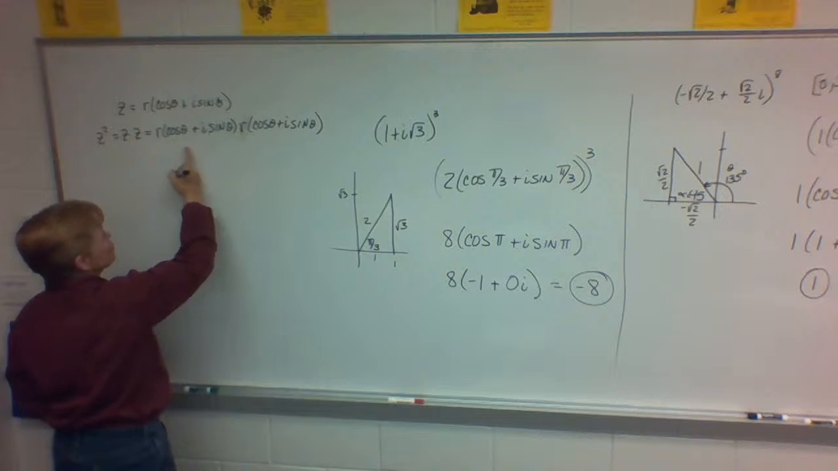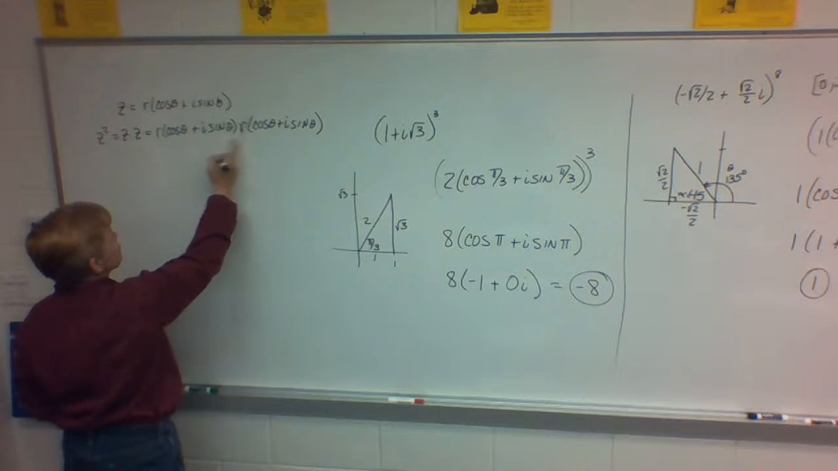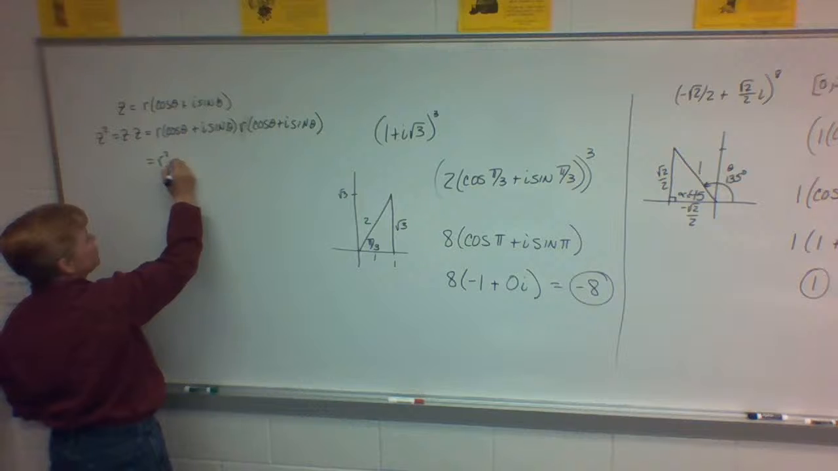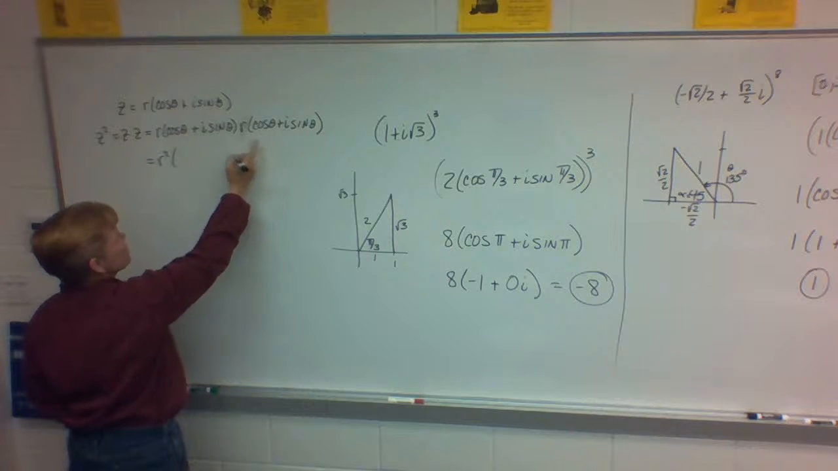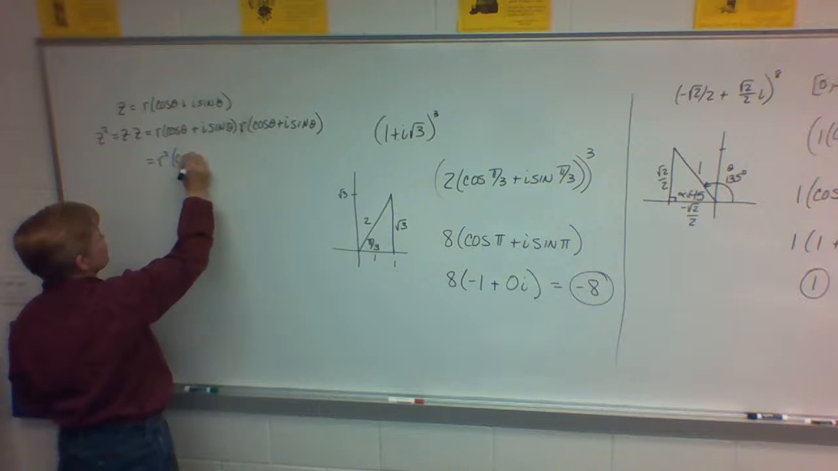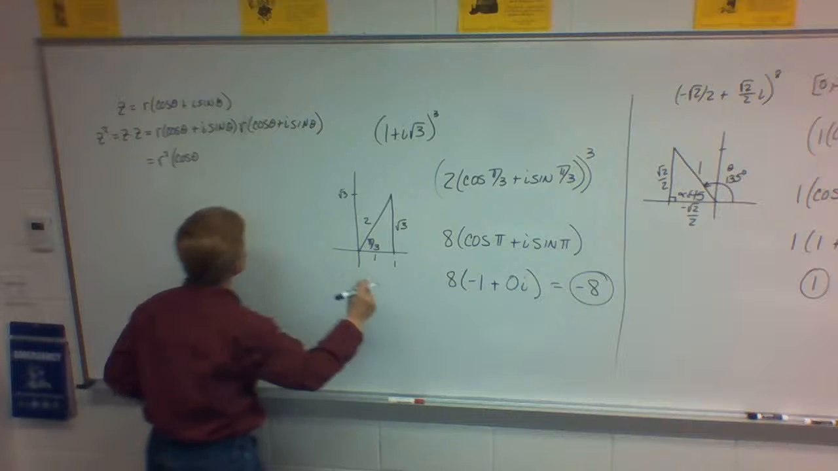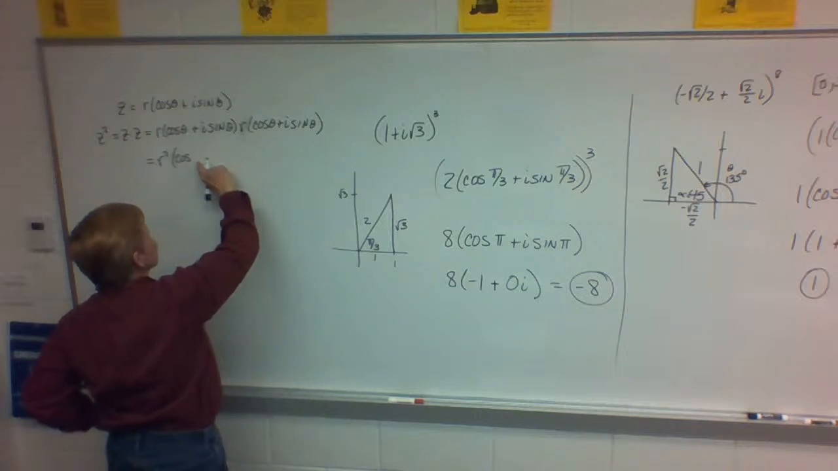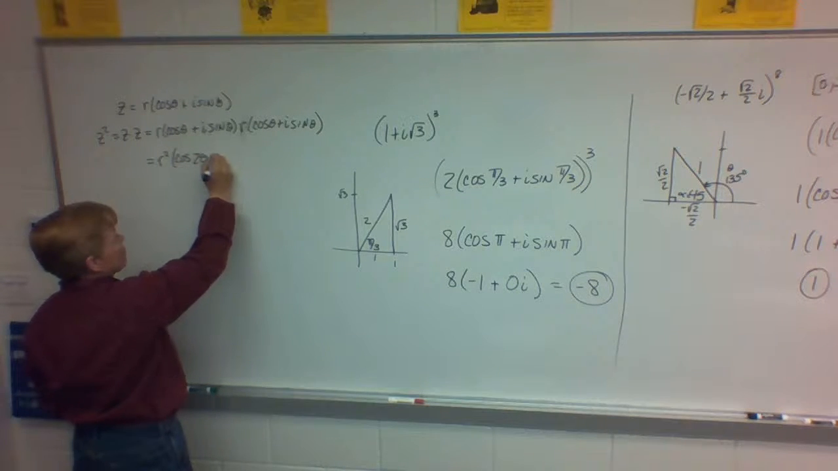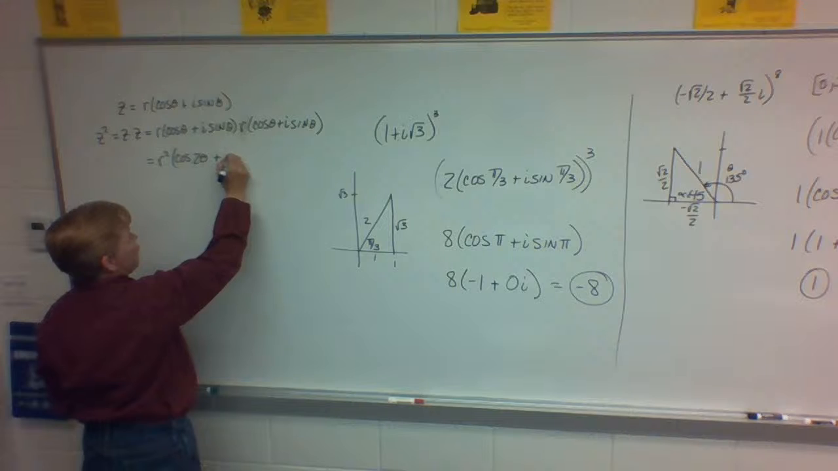And then when you multiply, you've got 4 things to multiply. r times r is r squared. When you multiply these together, we discussed this the other day, you add the thetas. There we go. All right, we're good.